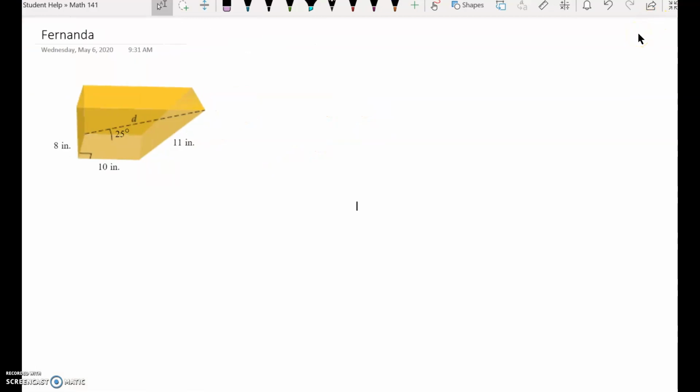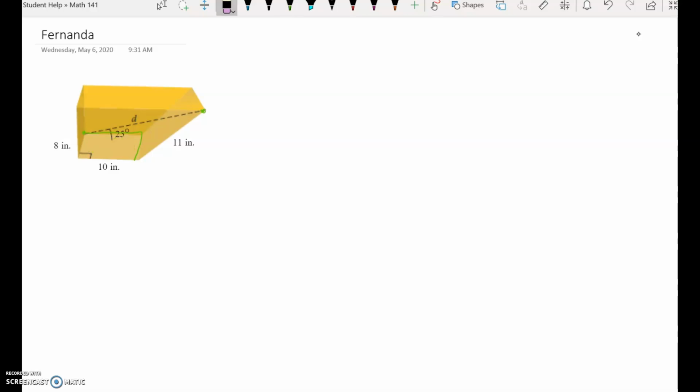I think the thing that's confusing you is maybe the way that the picture is drawn. The base of this shape is a rectangle. It's down here, and the diagonal that they've drawn is going from the corner that's way in the back to the corner that's in the front.